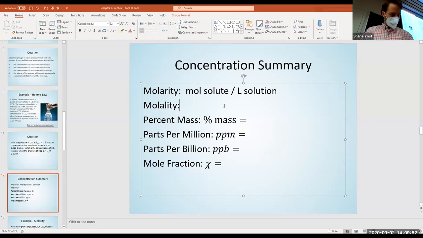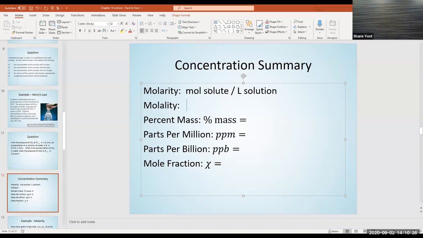So let's go back. Okay, so back here to our concentration unit. We talked about molarity, mole solute per liter solution. As a reminder, the solution contains what? There are two things: solute plus solvent. So the solution is the solute plus the solvent, and the liters of solution is the volume of the solute plus the volume of the solvent.